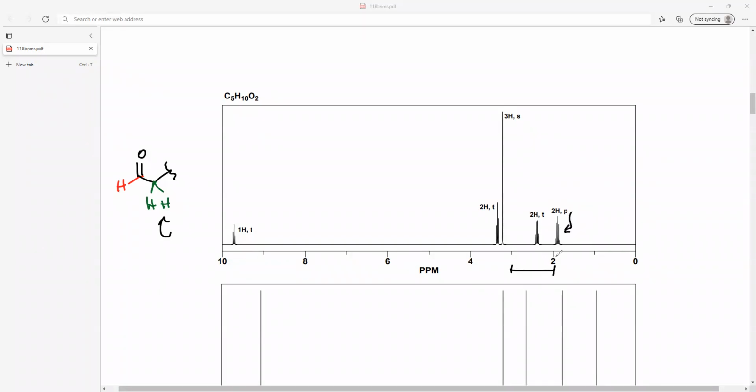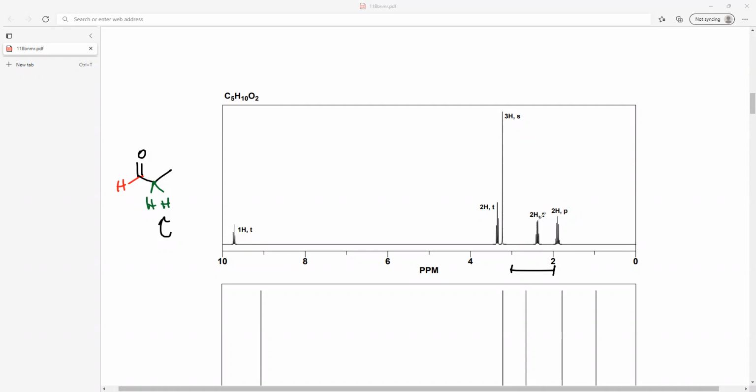This guy is a little shy. That's okay. It's not a big deal. It's a pentet, okay? But we'll still include it in. We have a 2H triplet and a 2H pentet. If we use the same logic that we've been using throughout today, this is actually probably easy to solve, the structure here.